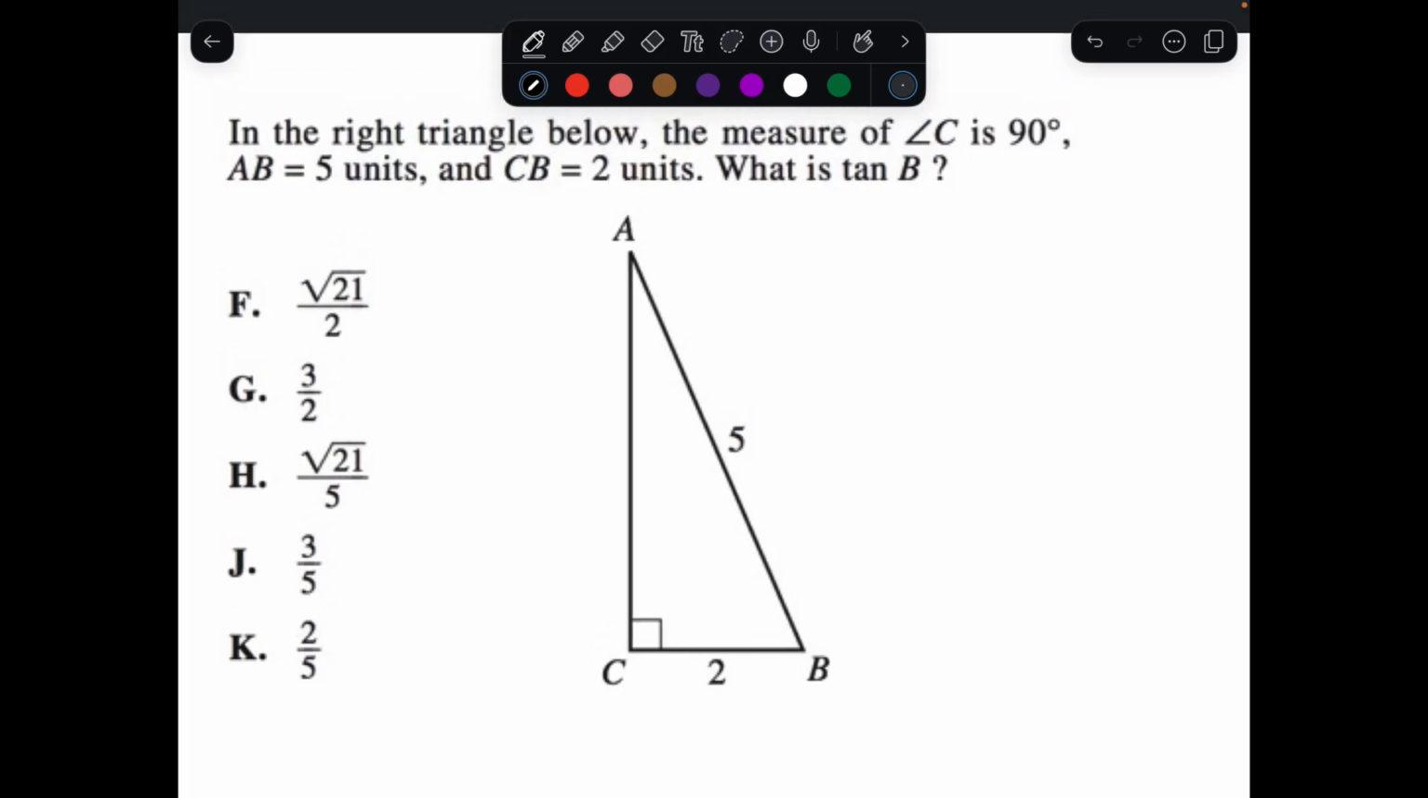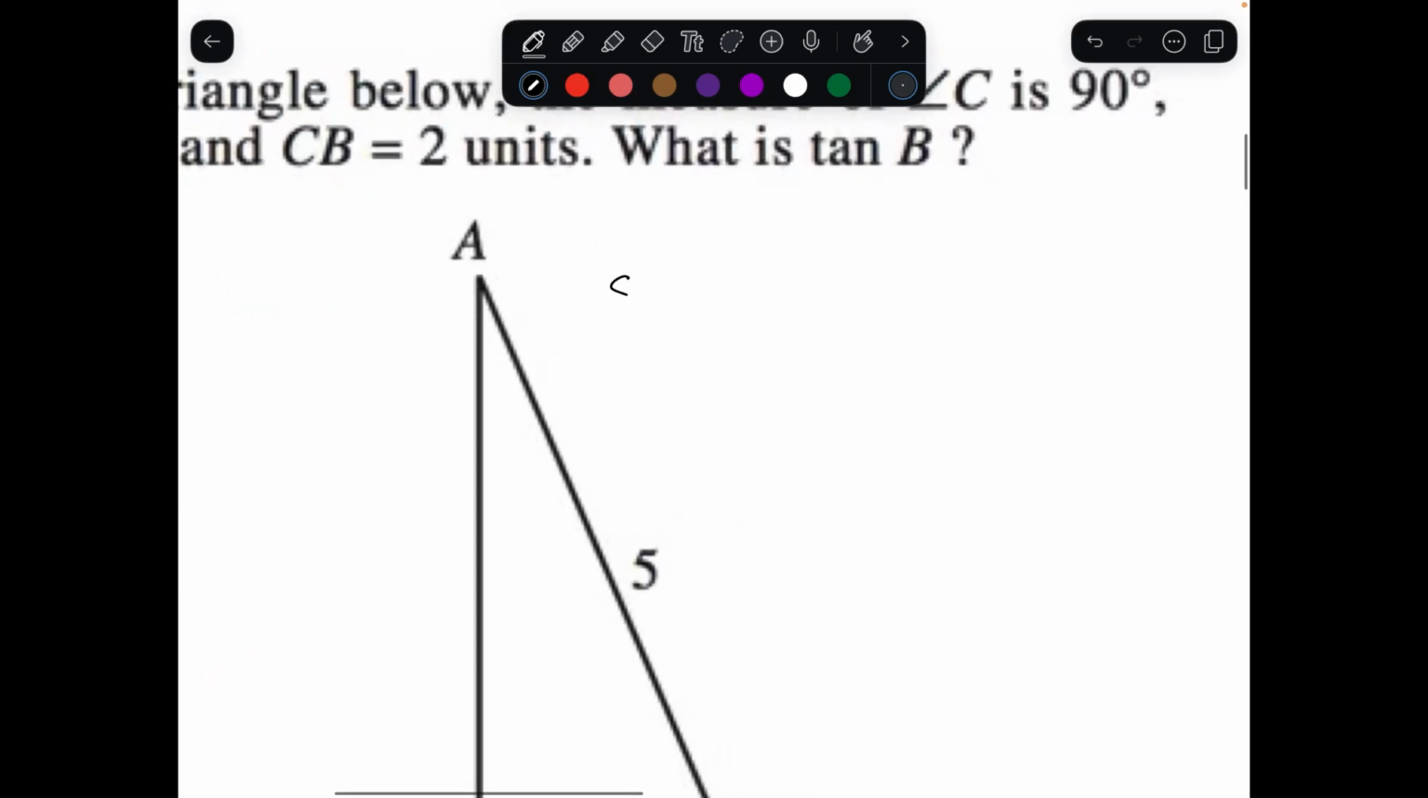So this first question says, in the right triangle below, the measure of angle C is 90 degrees. It says AB is 5 units and CB is 2 units. And it asks us for tan of B. So for this, you need to know what SOHCAHTOA is.